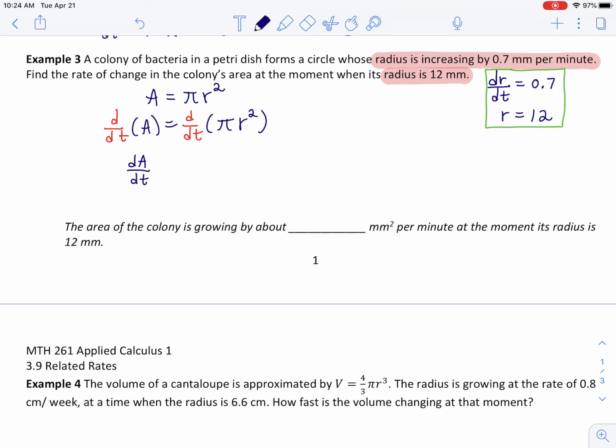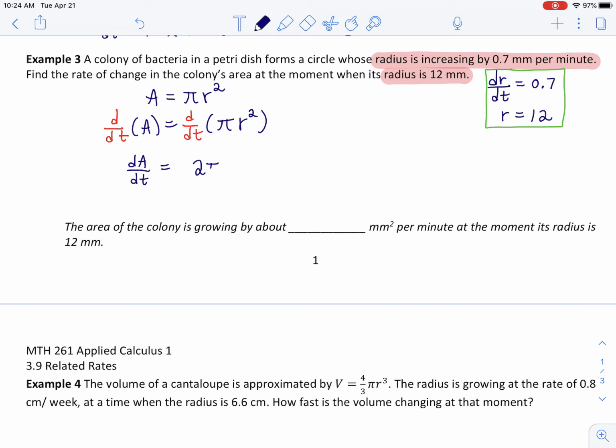So the left side, I'm going to write that as derivative of A with respect to t. So how is the area changing with respect to time? And that's what we are asked to find, right? Find the rate of change in the colony's area. All right, it's growing because the radius is getting bigger, right? But how fast is it growing? That's the question. So let's take a look at the right side.